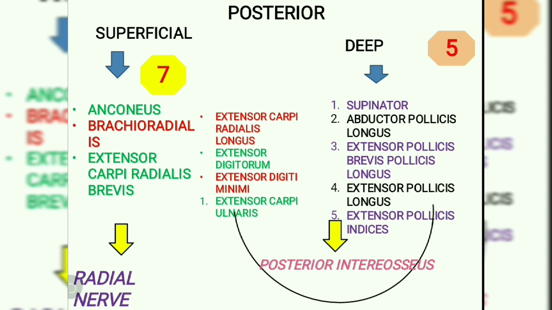Now again, all of the deep muscles at the posterior compartment of the forearm are also supplied by the posterior interosseous nerve. That is the supinator, then abductor pollicis longus, extensor pollicis brevis, extensor pollicis longus, and extensor indicis.